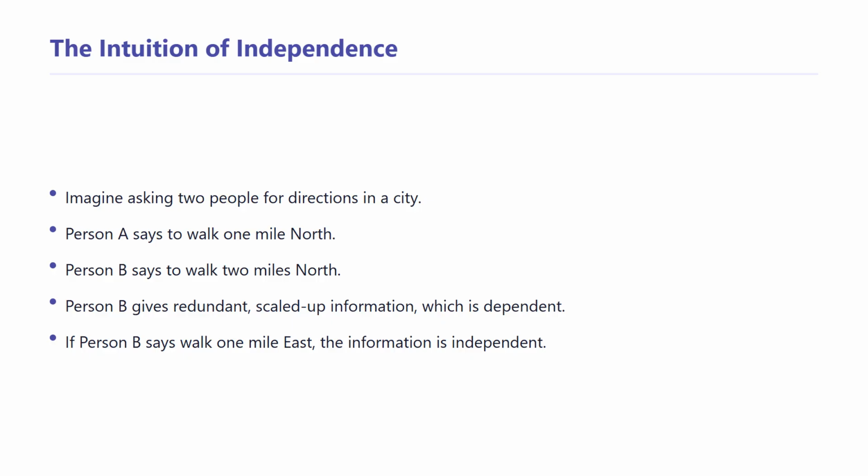Let us start with a simple analogy. Imagine you are lost in a city and ask two different people for directions. If the first person tells you to walk 1 mile north and the second person tells you to walk 2 miles north, the second person has not actually given you any new information. Their advice is just a scaled-up version of the first. We call this dependent information.